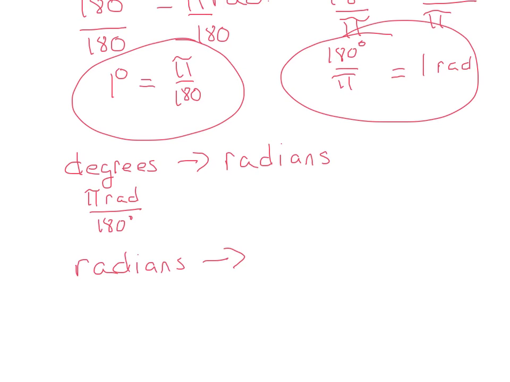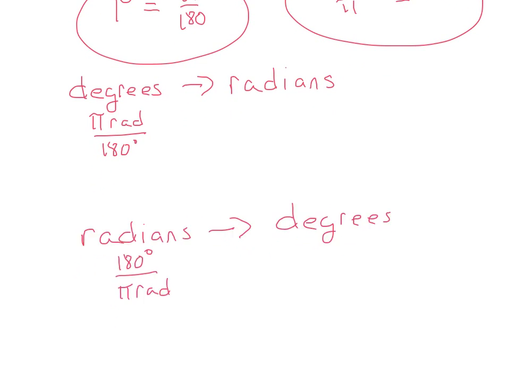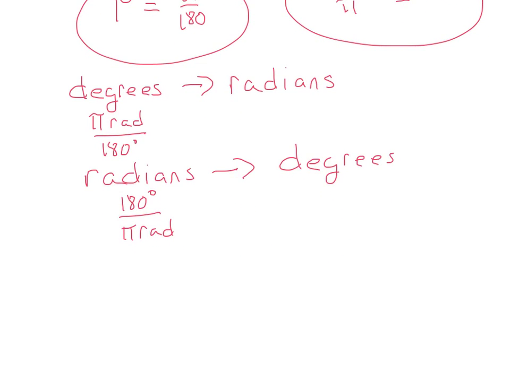Okay, if we want to go from radians to degrees, we want to end up with degrees, so degrees goes on top. We multiply by 180 degrees over pi radians. So Ms. Bartley has made this an easier job for you to remember.